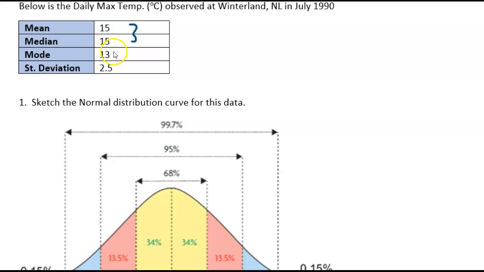The mode was just included here from previous work that we had done, and it is not necessary in order to sketch a normal curve. You can compare it, but it's not necessary at this point. Standard deviation, though, will be needed. So what we need to help us with our curve is we need to know that the mean, x bar, is 15 degrees Celsius, and the standard deviation, the symbol sigma, is 2.5 degrees Celsius.